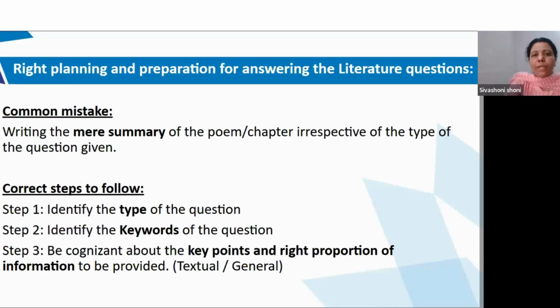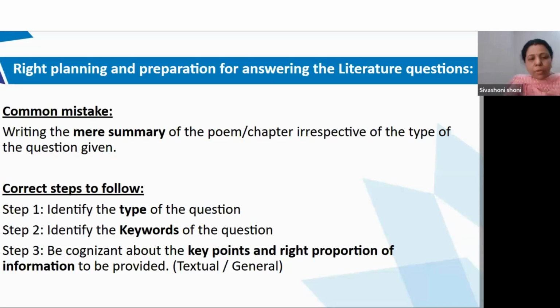Now, going on. Generally, many students used to ask me why I'm starting backward, that is, with the last section. So let me start with the last type of question, that is the LAQ, where we have the maximum weightage, that is 6 marks. How do we procure those maximum 6 marks?